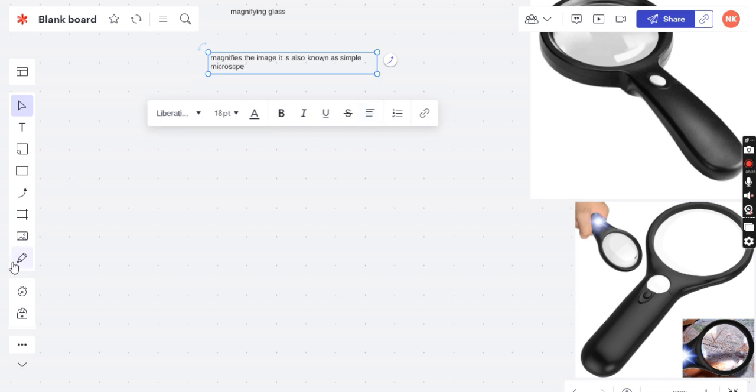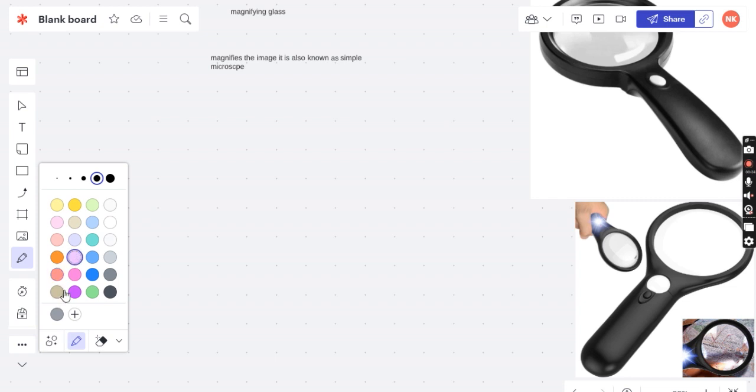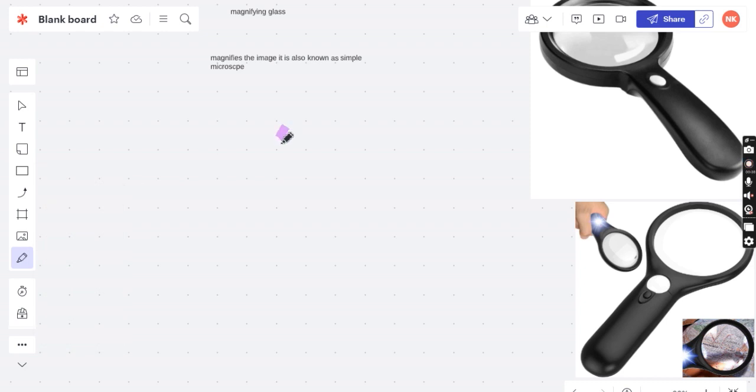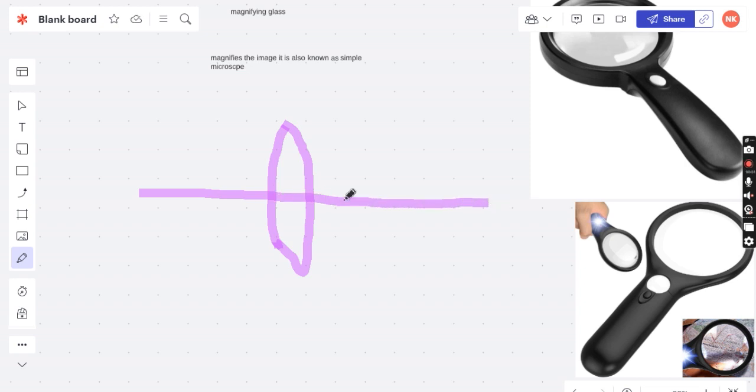So what exactly is the phenomenon? We know that we use only one convex lens at this point. For instance, this is a convex lens. The line that passes through the middle of the convex lens is known as the principal axis. For instance, this is the principal axis. This is the optical center O. This is the focal point F, and this is the object, which is in between F and O, right?